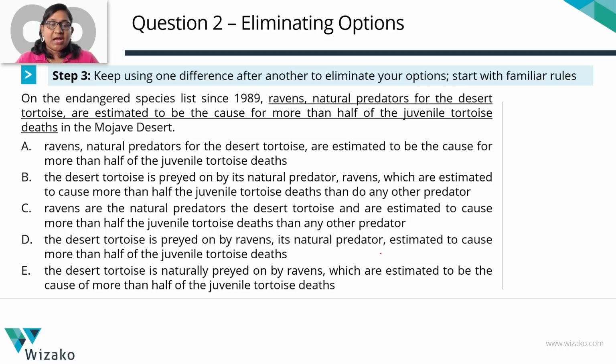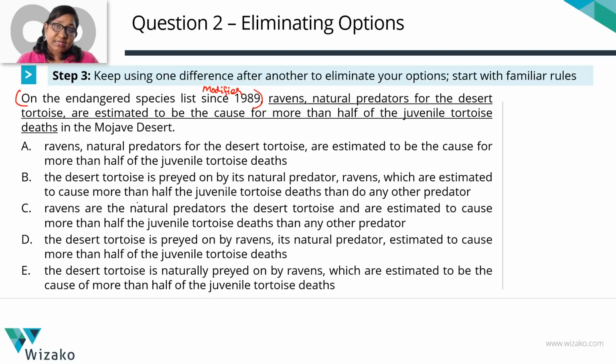Okay, now how does the sentence start? It starts by saying, on the endangered species list since 1989, comma, and then the sentence goes. Now this is your base sentence. So this part, on the endangered species list, is a description of something. So this is a modifier. So ask yourself, what's on the endangered species list? What's on the endangered species list? The desert tortoise, which means the words desert tortoise have to be right next to your modifier.